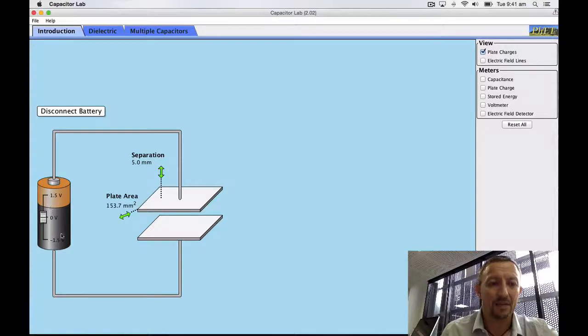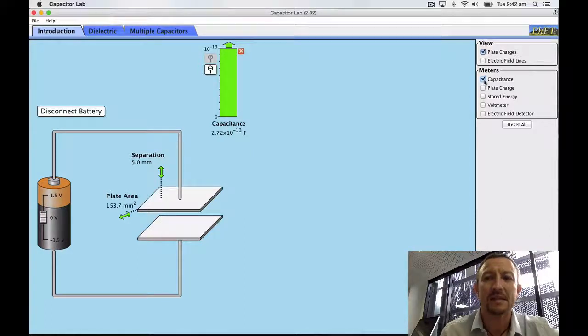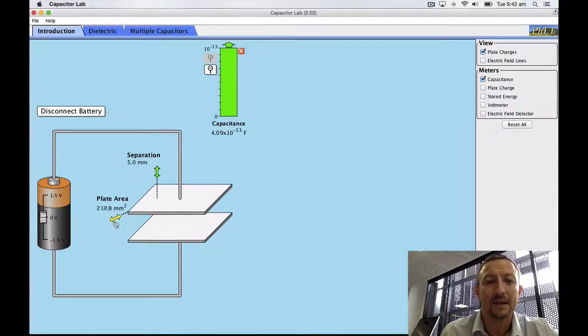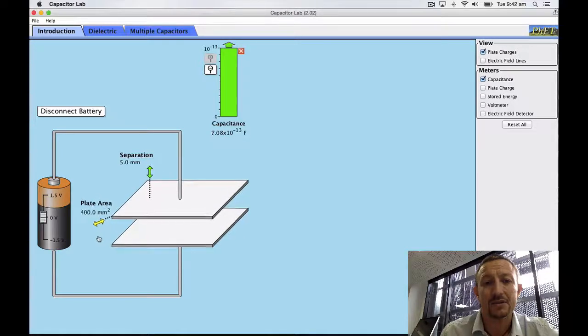Basically what we can do with this simulation is play with a number of things. We can put charge onto the plates by loading up the battery. We can also use these meters on the right hand side to have a look at what's going on inside each of our capacitors. Firstly, I can look at capacitance. Now remember, capacitance is basically how much charge a capacitor can store. We've got separation of the plates and we've also got plate area.